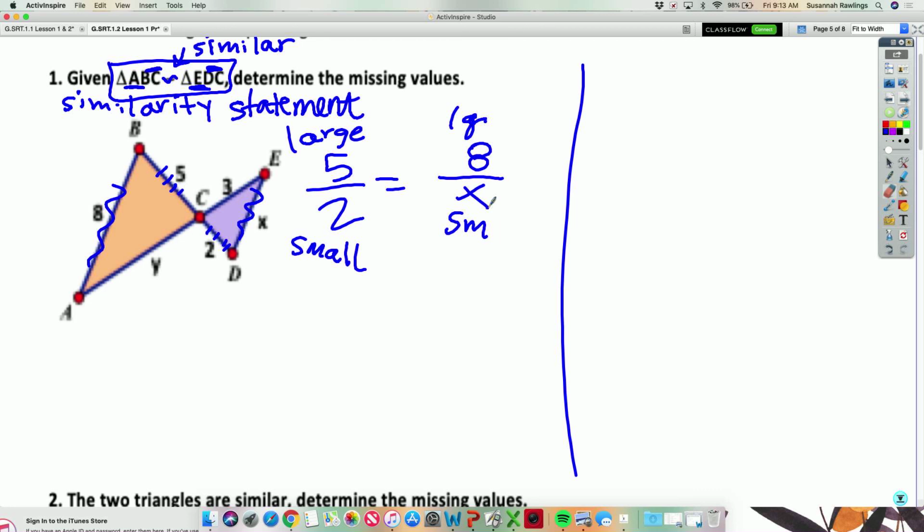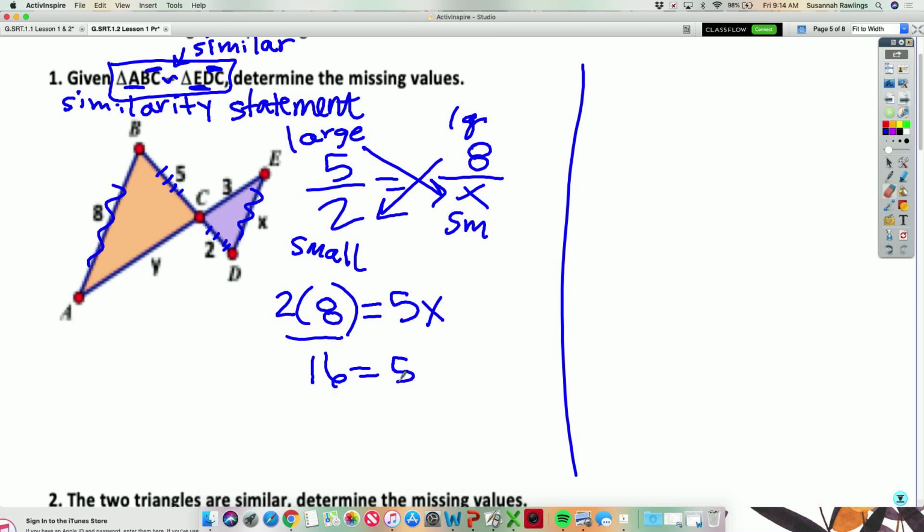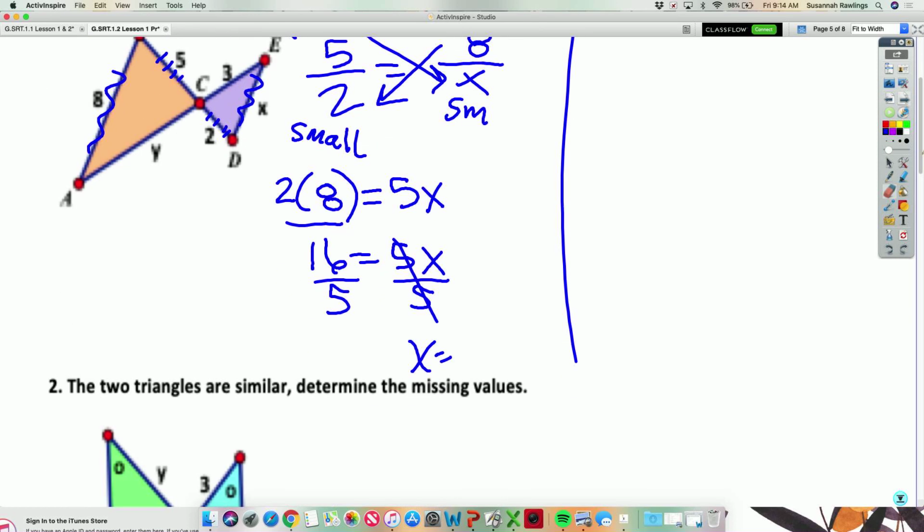Anyone have questions so far? Alright, so from here we should know what to do. What do I do to solve? Cross multiply. So let's go ahead and do that. I have 2 times 8 is equal to 5x. So you get 16/5, but let's go ahead and put that in decimal form. So divide that in your calculator. And what do we get for x? 3.2.